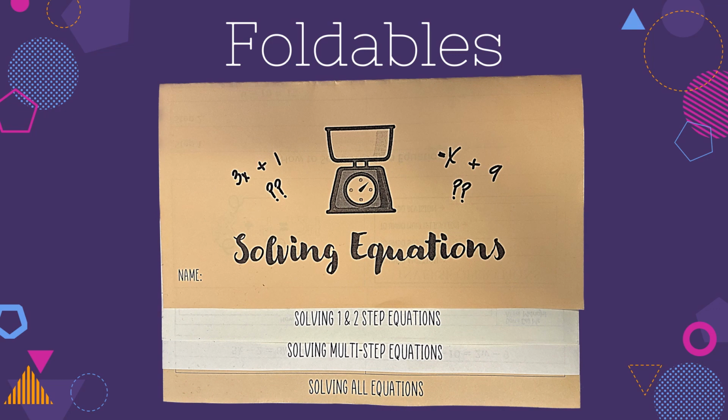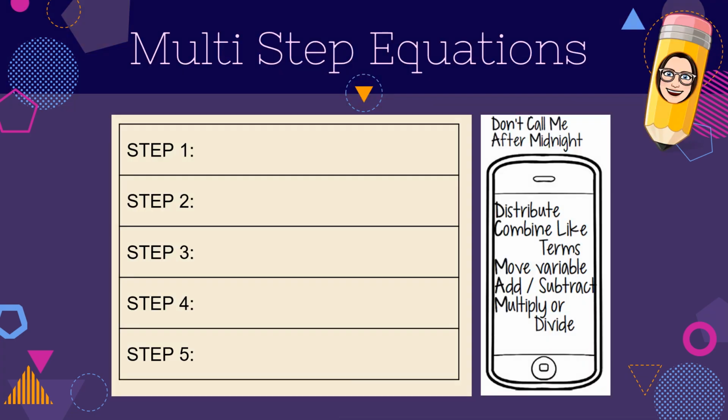If you're in an algebra class here, you might have this foldable, and if you do, we're taking a look at the last tab. Now, you should have these steps written down on a previous tab. So can you flip back and make sure you have these?